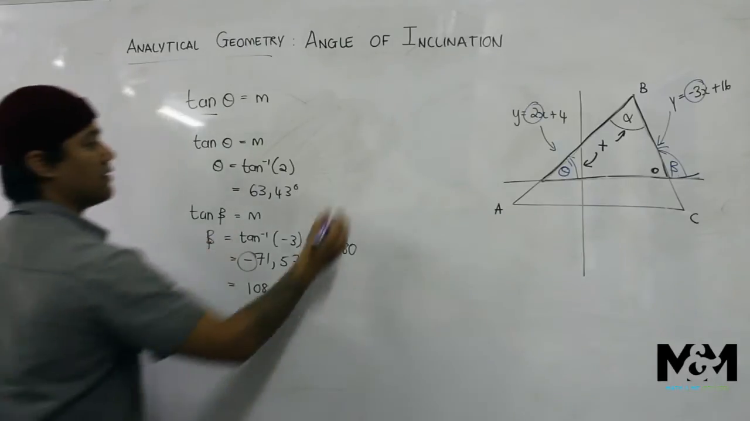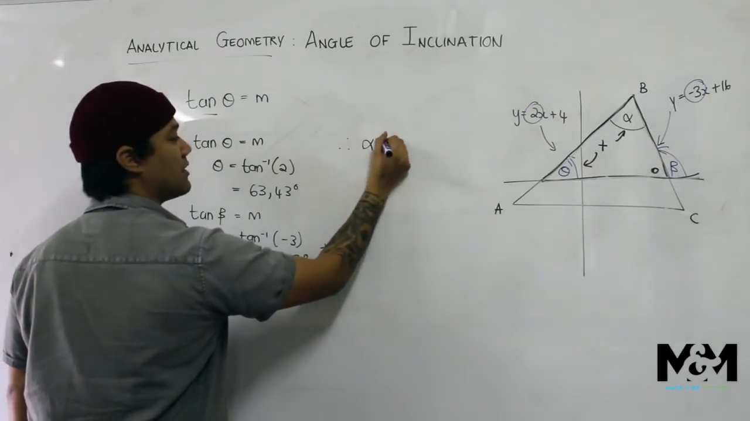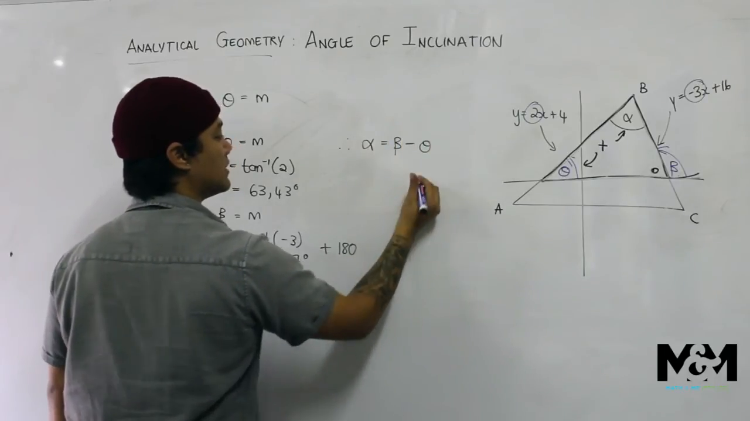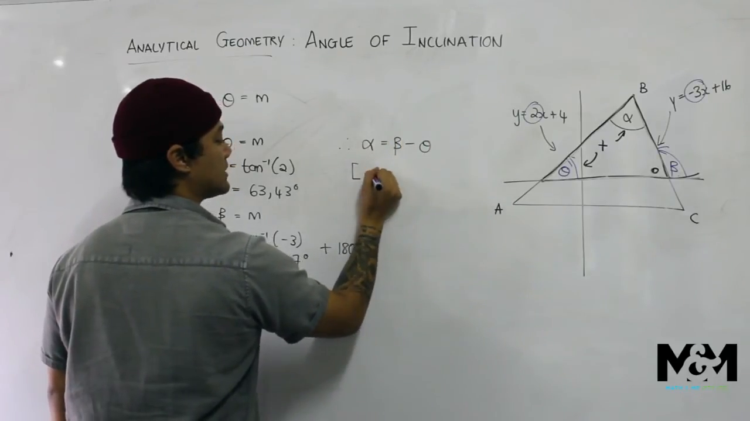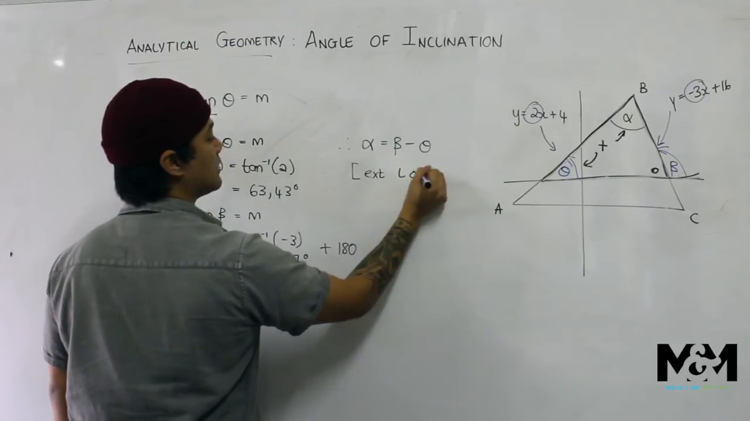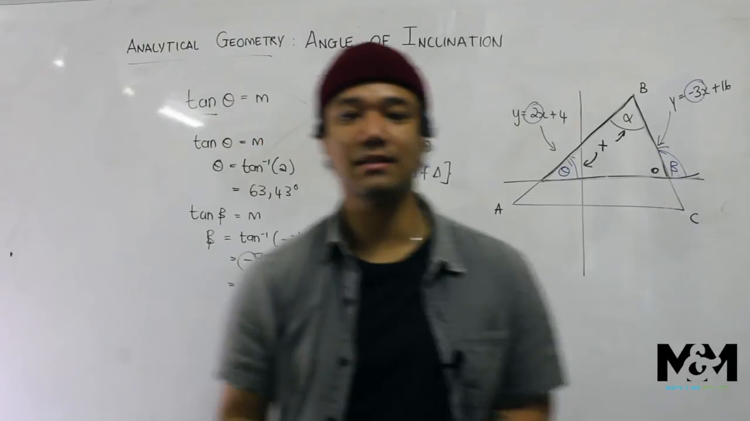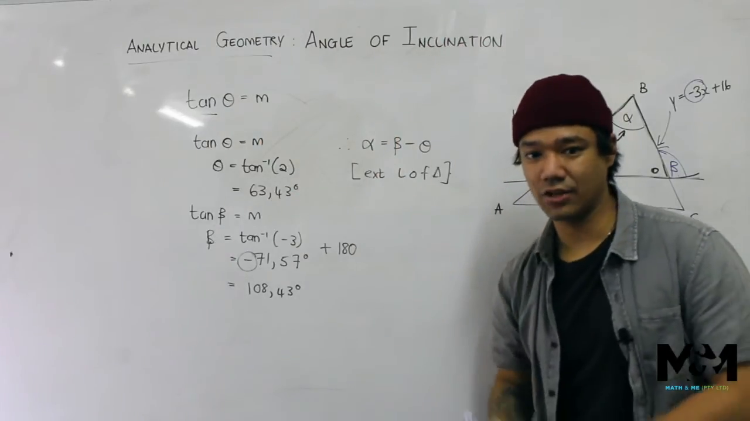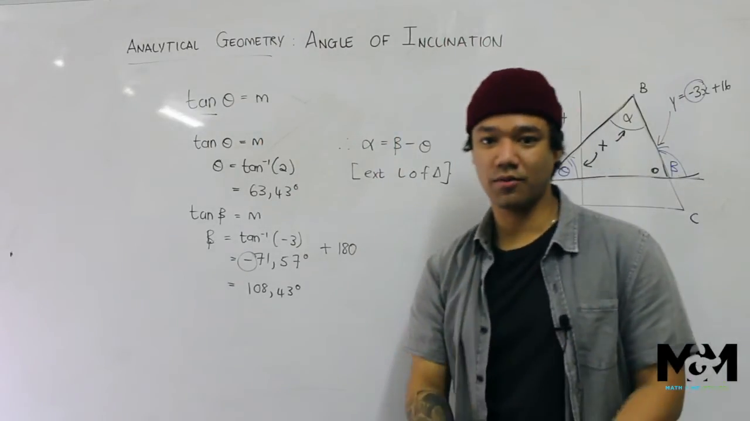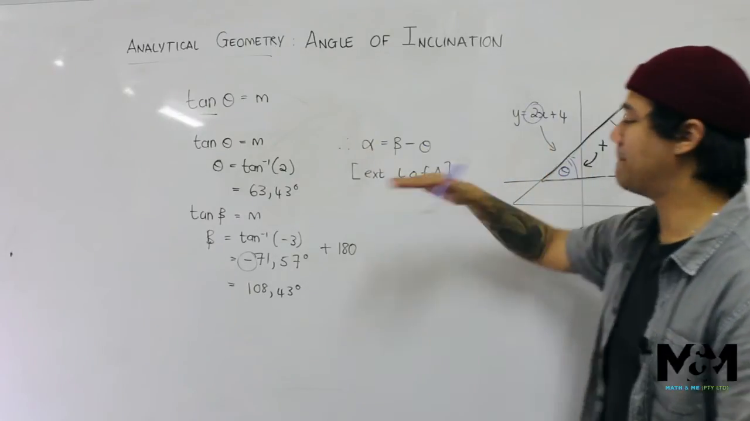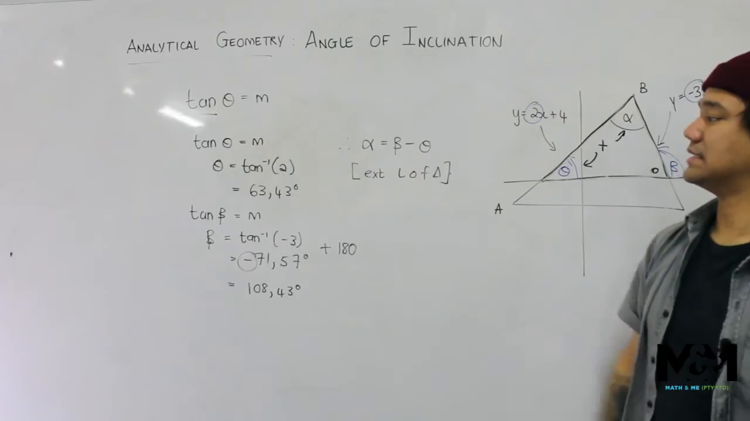So I can say, therefore, alpha, the angle I'm looking for, must be equal to beta minus theta. What's my reason? Exterior angle of triangle. So remember that even though we are working in analytical, this is still a Euclidean reason, and Euclidean needs to be paired with their proper reasons. Anytime I make a mathematical statement in Euclidean geometry, I must have the acceptable reason as well.